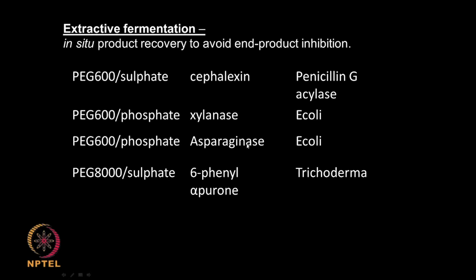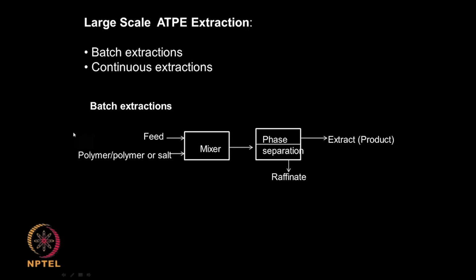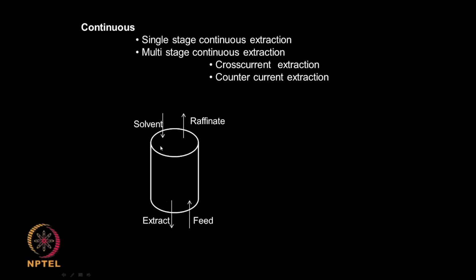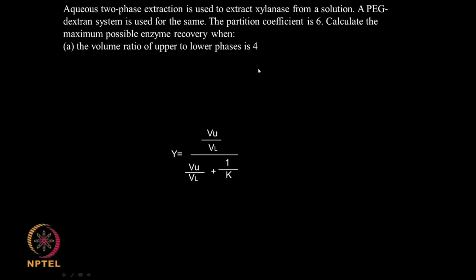Cephalexin, xylanase, asparaginase, 6-phenyl for purone and so on actually. So, how do we do it? We can mix them together, that is batch process, we can use a mixer and then phase separation, extract, raffinate, or we can have a continuous system, continuous tubular. So, we have solvent, extract, feed, raffinate, cross current, counter current, you know all about it actually. So, let us look at two problems very important.